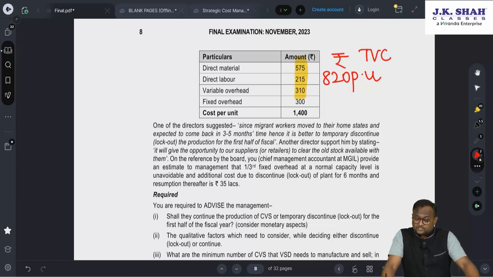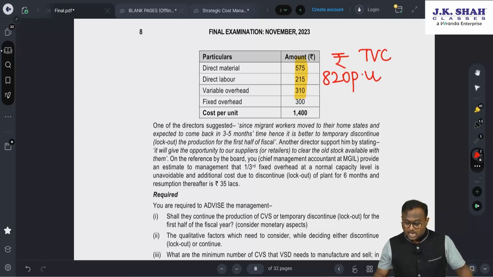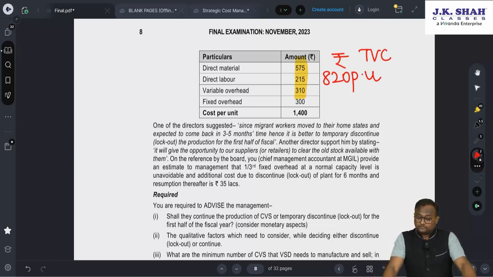One of the directors suggested, since migrant workers moved to their home state and are expected to come back in 3 to 5 months, it is better to temporarily discontinue the production for the first half of the fiscal. Another director supported him, saying that it will give an opportunity to our suppliers to clear the old stock available with them. On the reference by the board, you provide an estimate to the management that 1/3 of fixed overheads at normal capacity level is unavoidable, and the additional cost due to lockdown for 6 months and resumption thereafter is 35 lakhs. Okay.